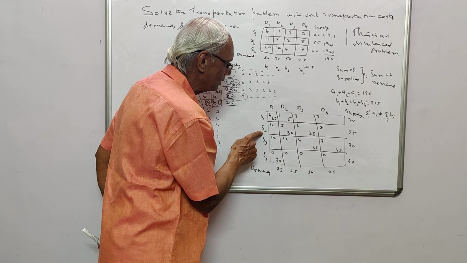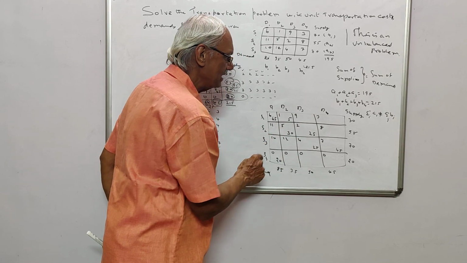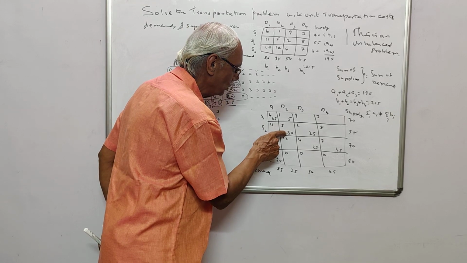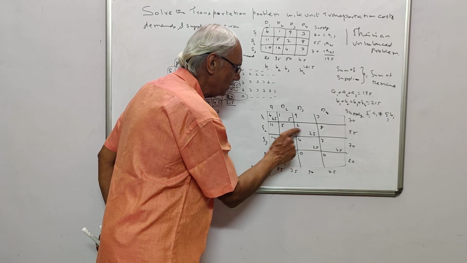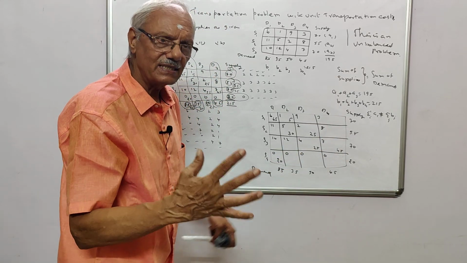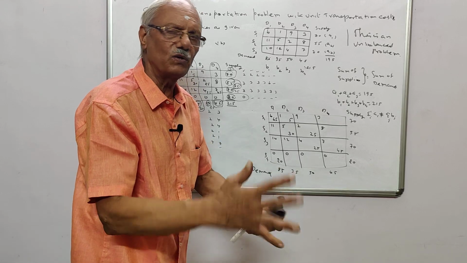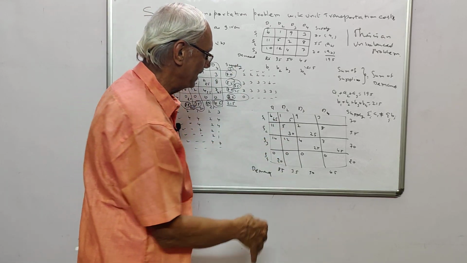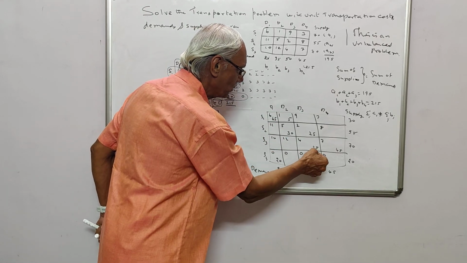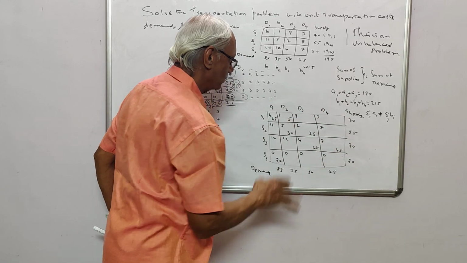See, the second source has given to destination 2 and destination 3. To destination 2, 30 units. To destination 3, 25 units. Now add them, 55 units. Yes, it has parted with 55 units. So the rim condition is satisfied. Likewise, S3, 25 plus 45 is 70. S4 is 20, that is also satisfied.